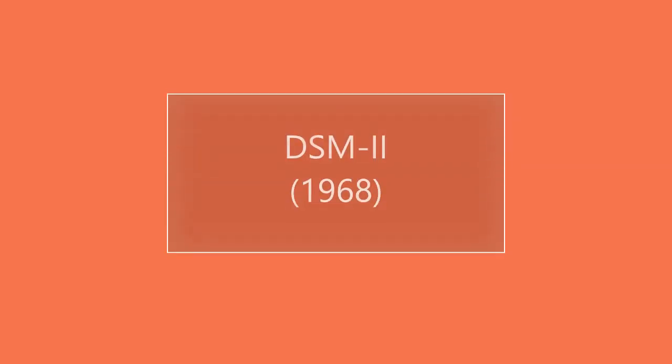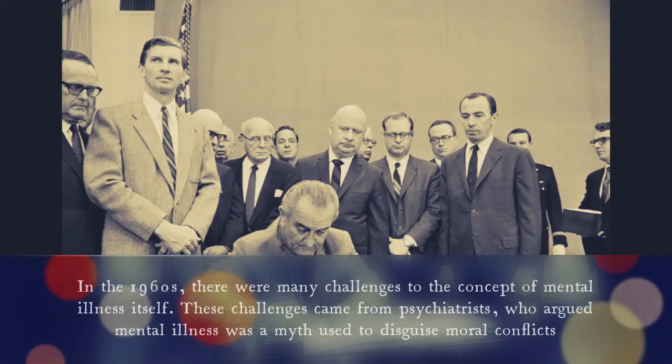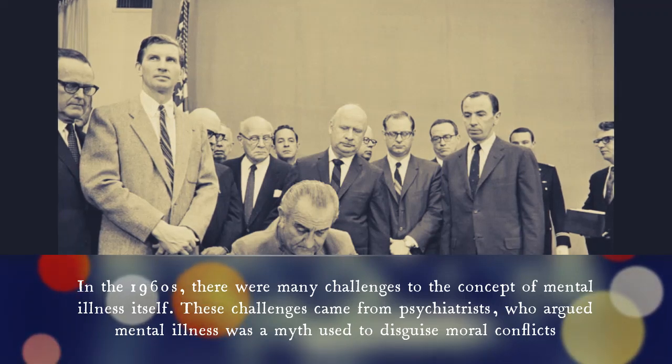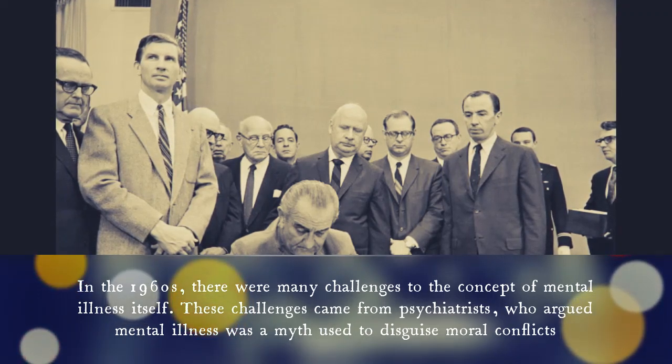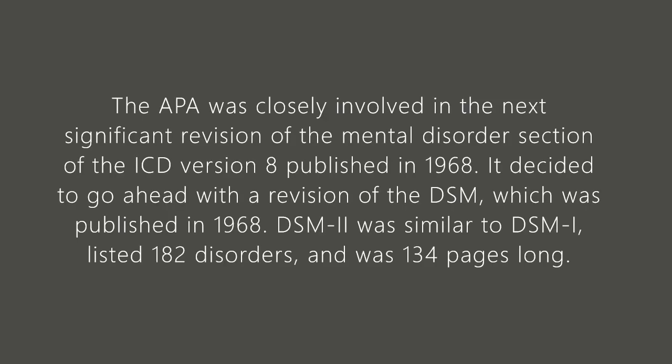The DSM-II. In the 1960s, there were many challenges to the concept of mental illness itself. These challenges came from psychiatrists who argued mental illness was a myth used to disguise moral conflicts. The APA was closely involved in the next significant revision of the mental disorder section of the ICD version 8, published in 1968. It decided to go ahead with the revision of the DSM, which was published in 1968. DSM-II was similar to DSM-I, listed 182 disorders and was 134 pages long.